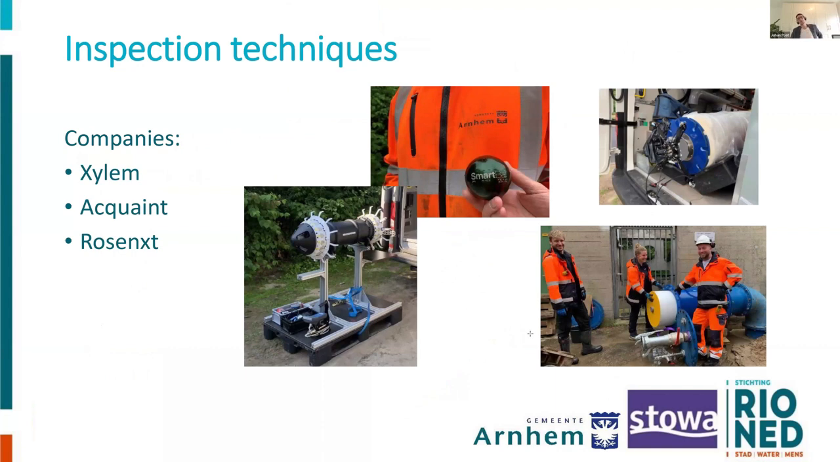So these are the 3 commercial inspection techniques which were applied to this pipeline. The same ones as Irene mentioned as well. So Xylem had the smart ball, which is the top left one, and then Acquaint had Aquarius, which is the top right one and the lower right one. And then Rosen next had their newest generation tool as well, which is the bottom left one, which looks like an exotic torpedo, but went through the pipeline very well as well.